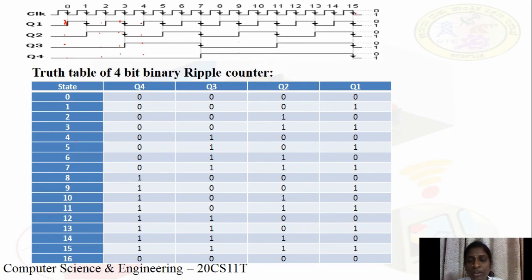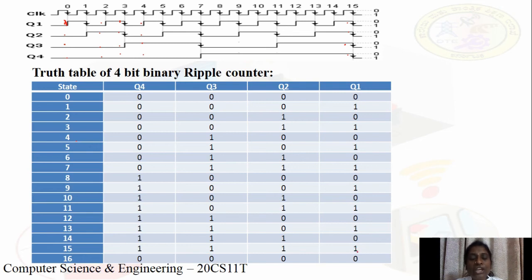Let us observe here the 15th negative edge of the clock. All the output values will be in high state. Q1, Q2, Q3 and Q4 will be in high state. Let us observe values here also. All the output values will be high. That means it reaches the last stage. It counts from the 0th stage and its last stage is 15 because 4 flip-flops are there. Last stage is 1111. That is, decimal conversion is 15. It reaches the last stage.